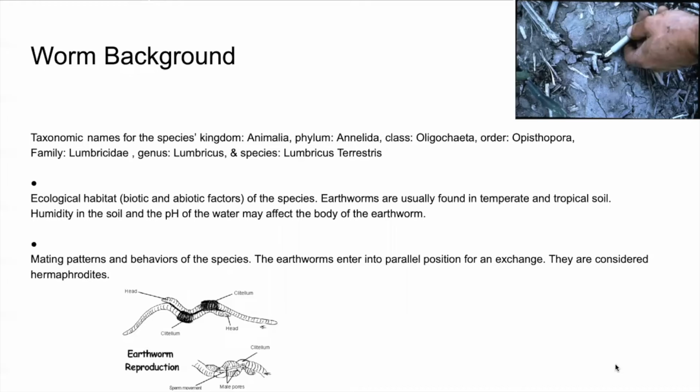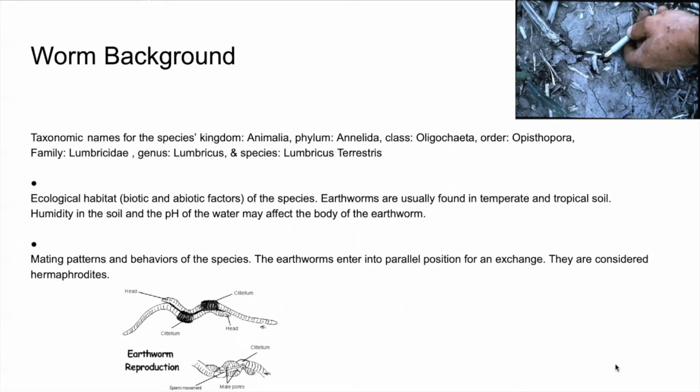Usually these are affected by water, thus the humidity of the soil and the pH of the water will affect its body, since it usually absorbs the water, which is essential for survival, and is suspected to be used for migration and movement across the land.